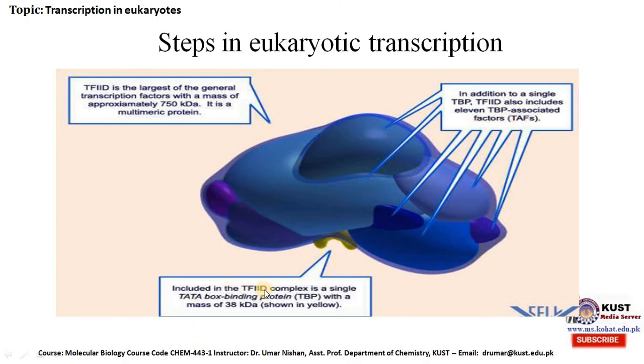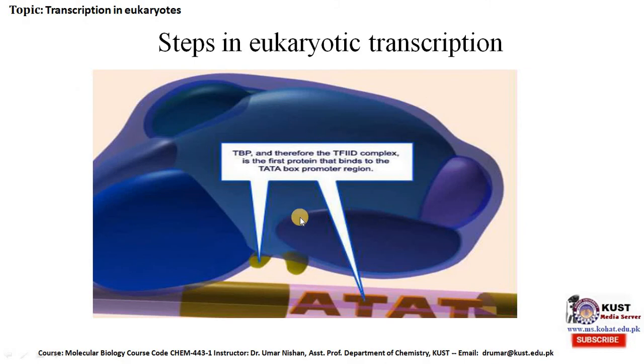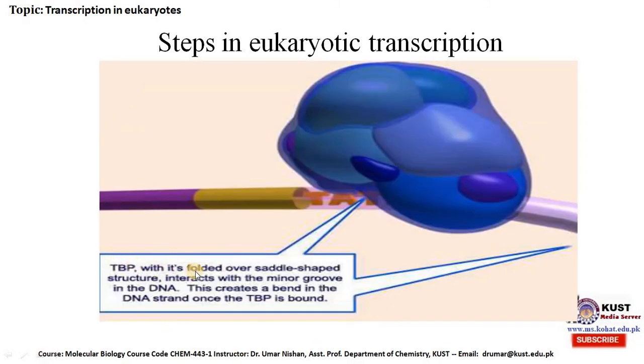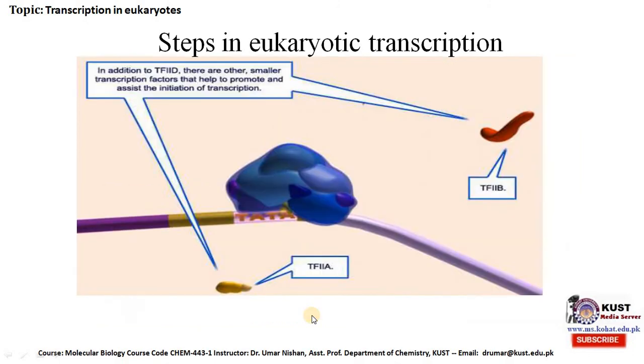Included in the TF2D complex is a single TATA-box binding protein with a mass of 38 kilodalton, that is shown in yellow here. TBP, and therefore the TF2D complex, is the first protein that binds to the TATA-box promoter region. TBP, with its folded-over saddle-shaped structure, interacts with the minor groove in the DNA. This creates a bend in the DNA strand once the TBP is bound.